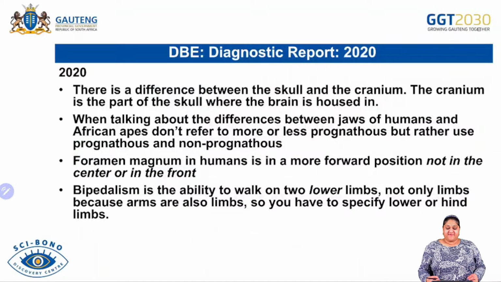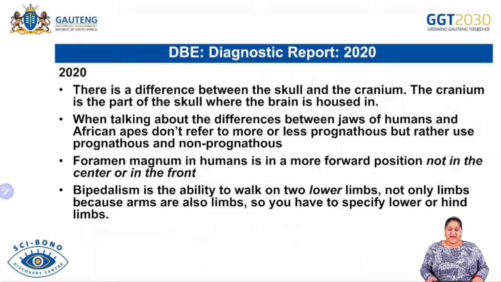When we talk about the differences between the jaws of humans and African apes, we don't talk about more or less prognathous. They are either prognathous or they are non-prognathous. But you can say that we have a more protruding jaw and a less protruding jaw. Those are words that are accepted. But non-prognathous and prognathous, those are the two words that you need to use.